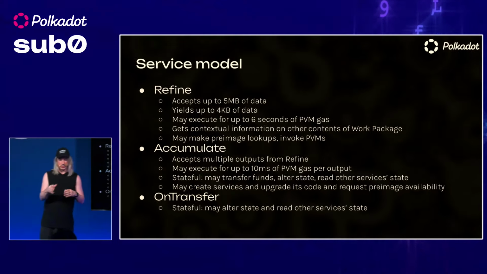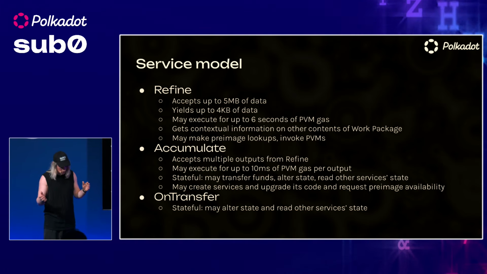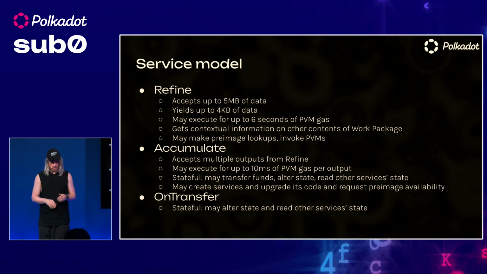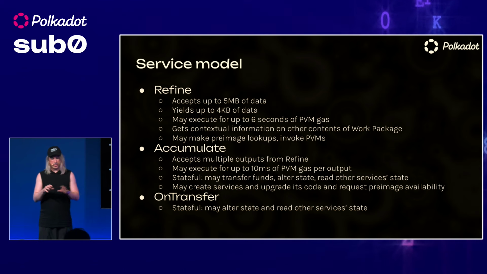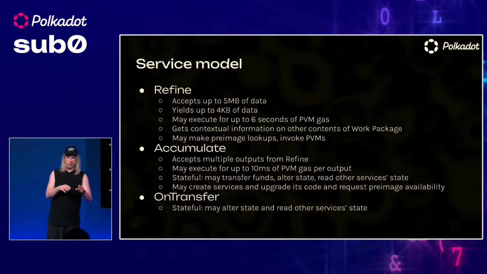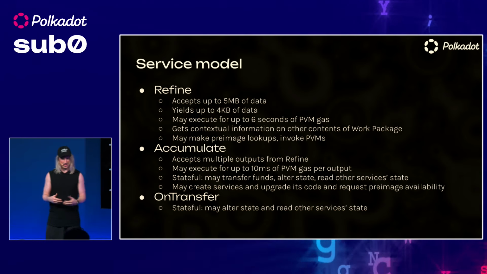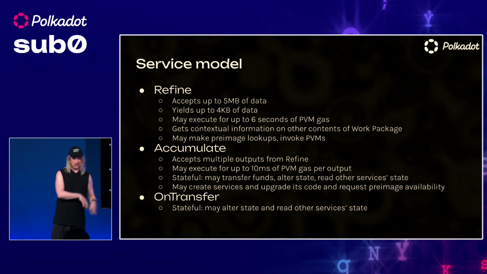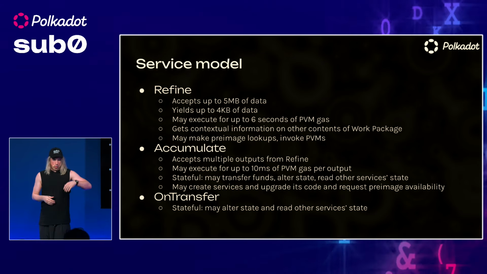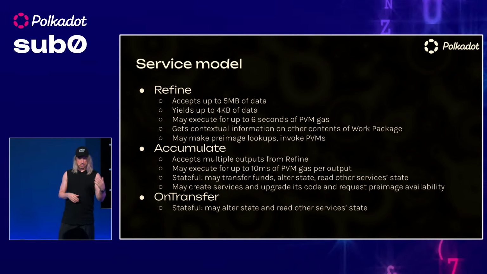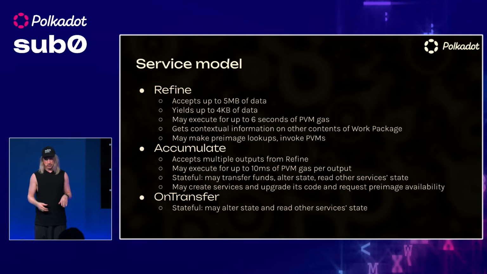This 5 meg figure is roundabout. It could change obviously by the time of launch of deployment, but it might be that if we can manage 6 megs of data, that would be quite nice because it would be every time slot, and a time slot is 6 seconds, so it would be a very nice round 1 megabyte of data per second. Refine yields up to 4 kilobytes of data, right? So you've got this big sort of compaction factor going on.